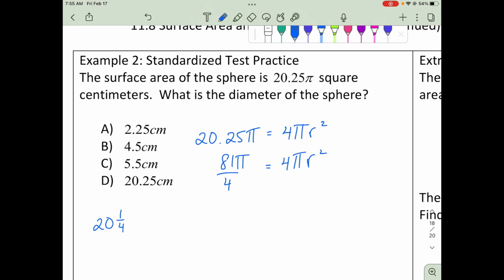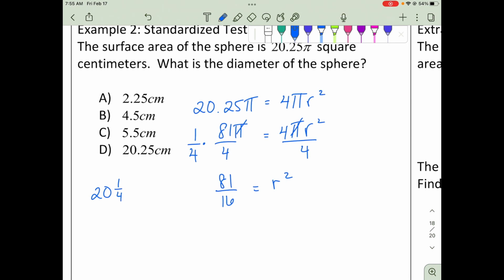All right, so the pi's cancel. Then I'm going to divide both sides by 4, and dividing by 4 is the same thing as multiplying by 1/4. So now I have 81 over 16 equals r squared. And now I'm going to take the square root of both sides, so I get 9 over 4 equals r.